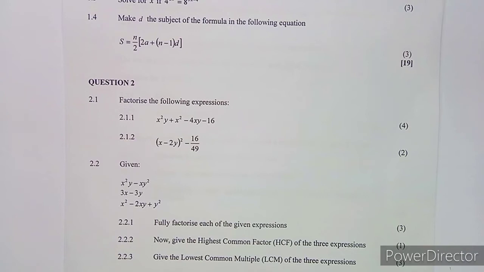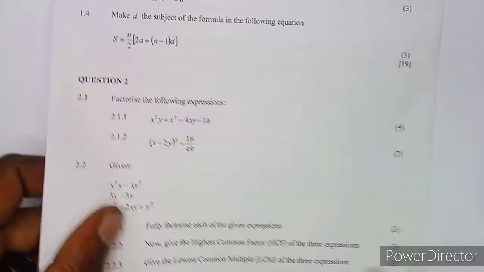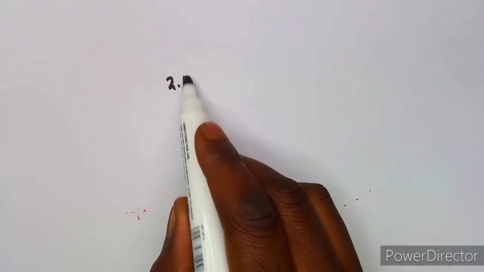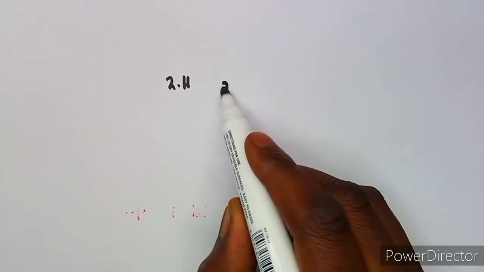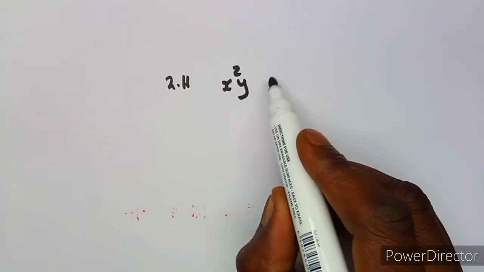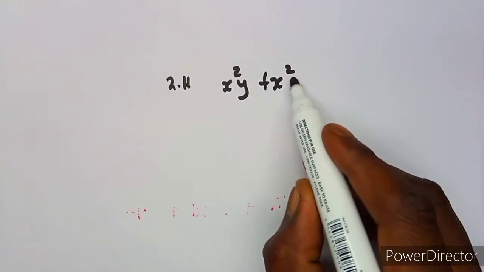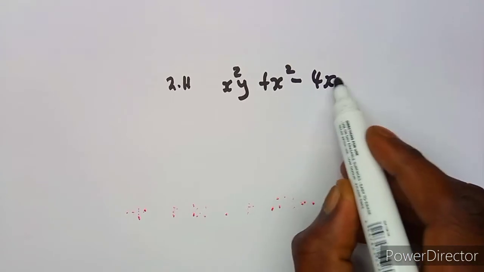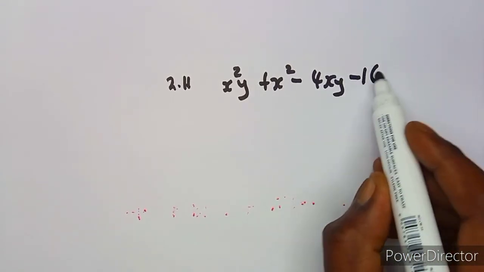So take note guys, you are supposed to factorize the given expressions. So what are we given in this case? I'm going to write down the first part here, which is 2.11. We are given x squared y plus x squared minus 4xy minus 16.